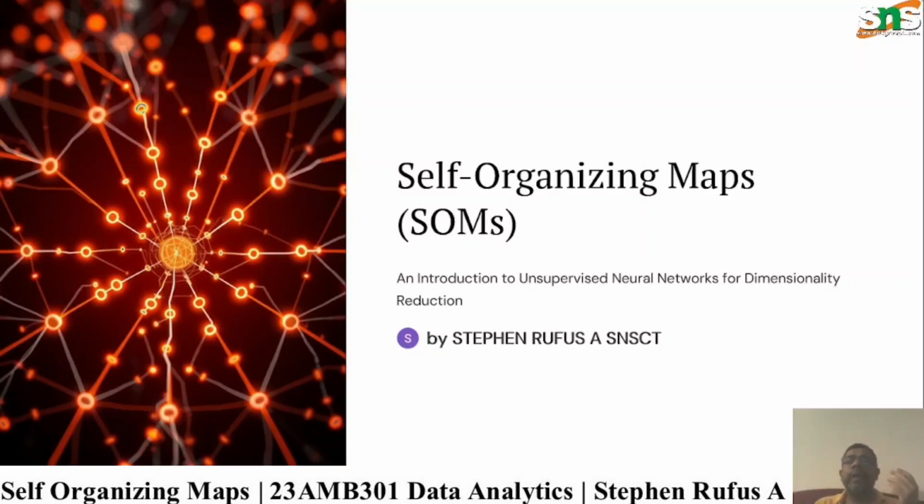Same way, this SOM, the self-organizing map, also has the two layers: number one is called the input layer, and number two is called the output layer. So in further episodes, we will see how this SOM works with neural networks.